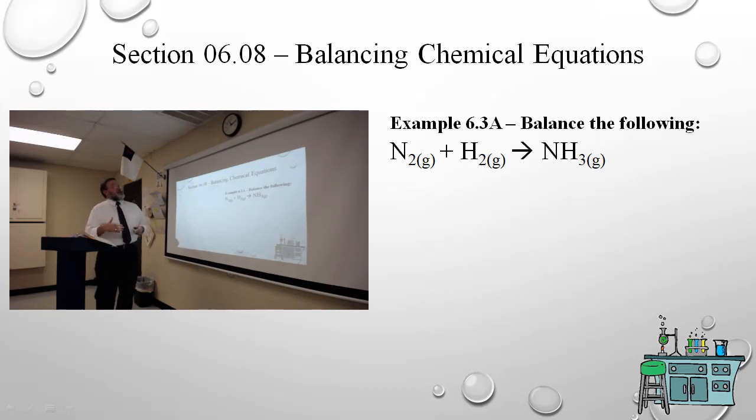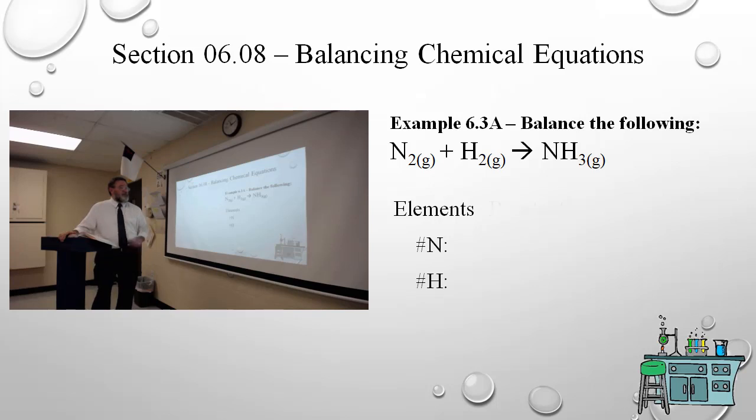Nitrogen gas, hydrogen gas forming ammonia gas. What's the first thing I'm going to do in my process? Okay, identify the elements. The elements are, hopefully you can see, nitrogen and hydrogen. Is there anything else on the reactant side? No. Is there anything else on the product side? No. There we go.